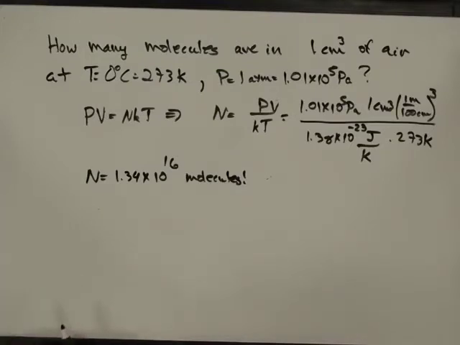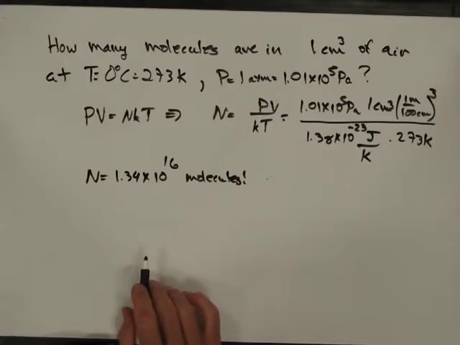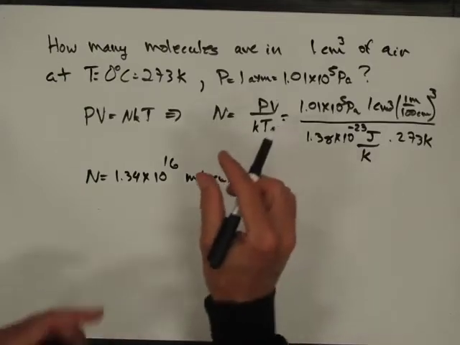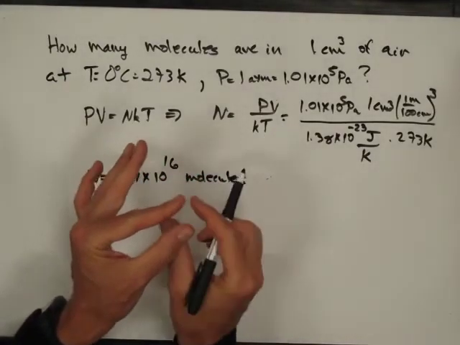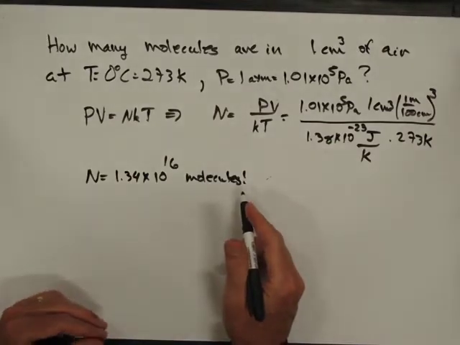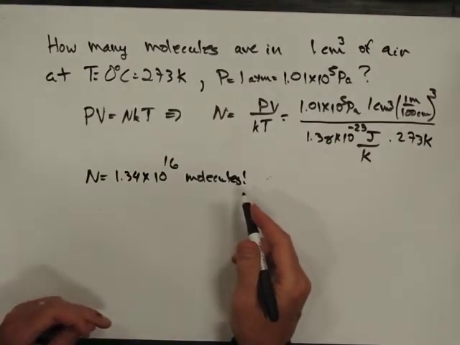A billion is 10 to the 9th, a trillion is 10 to the 12th, a quadrillion is 10 to the 15th. So 13.4 quadrillion molecules in 1 cubic centimeter. That gives you a sense of how small a molecule is.